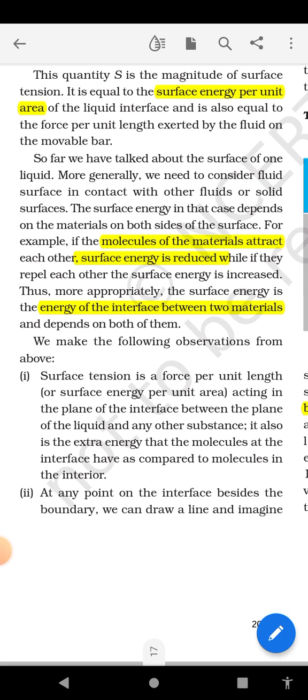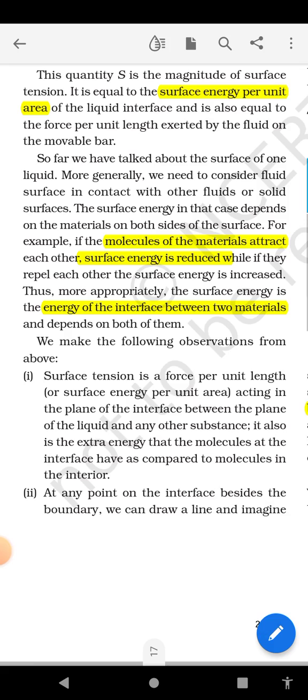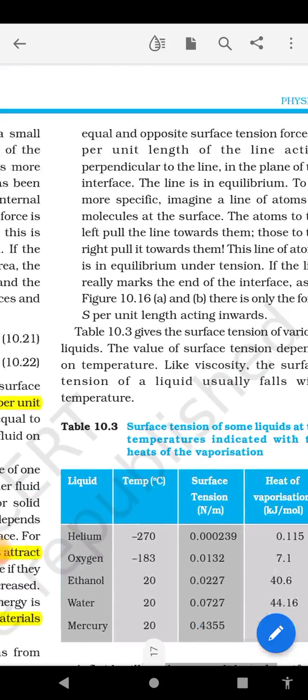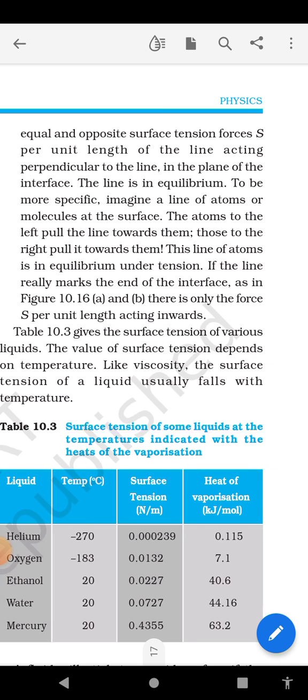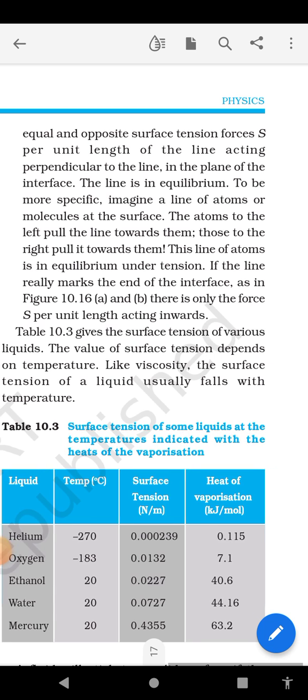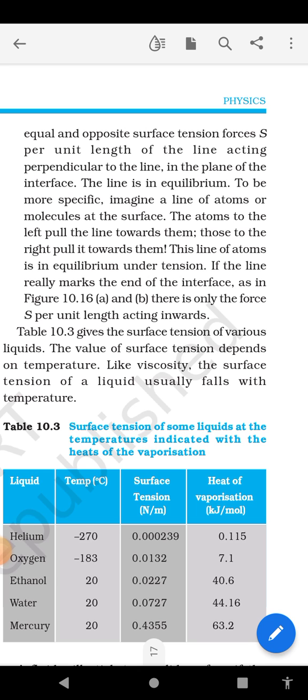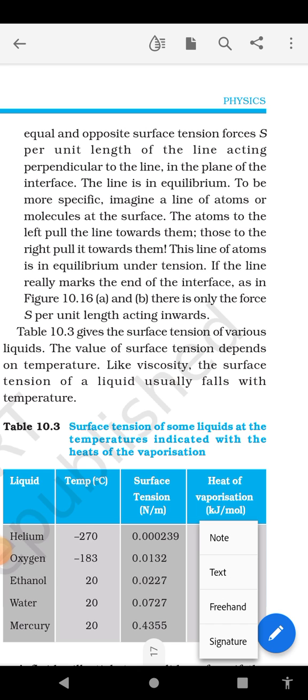Second, at any point on the interface besides the boundary, we can draw a line and imagine equal and opposite surface tension force per unit length of the line acting perpendicular to the line. In the plane of the interface, the line is in equilibrium. To be more specific, imagine a line of atoms or molecules at the surface. The atoms to the left pull the line inward towards them. Those to the right pull it towards them. This line of atoms is in equilibrium under tension.